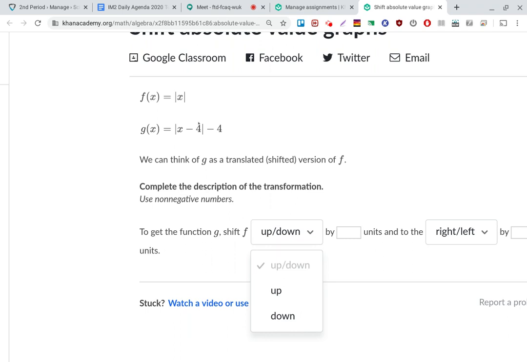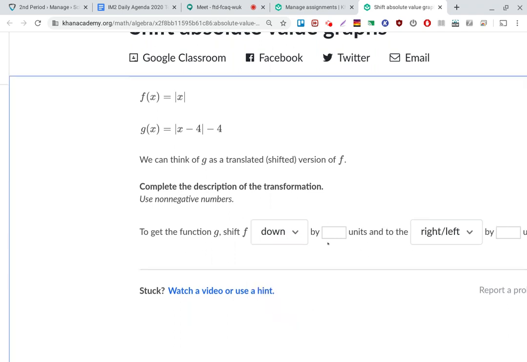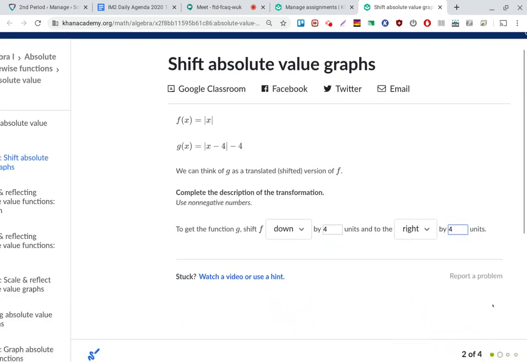So only stuff in the parentheses is backwards, okay? So you said it's going to go down 4, and then it's going to go to the right by 4. Remember, and write it down in your notes.